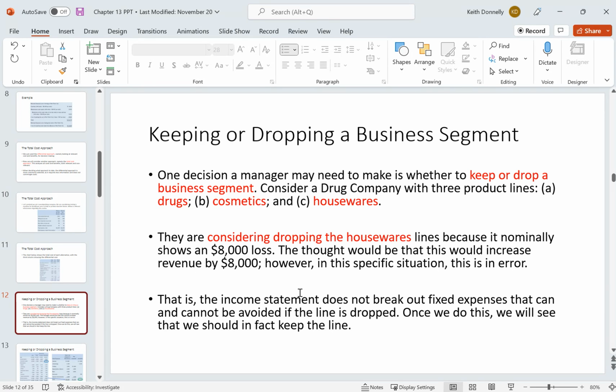There are various types of decisions we have to make. The first decision we're going to look at is whether you should keep or drop a business segment. A business segment is like, if your business does a bunch of different things, there would be different segments in it. Maybe CVS, right? They have a pharmaceutical segment, and then maybe a retail segment.